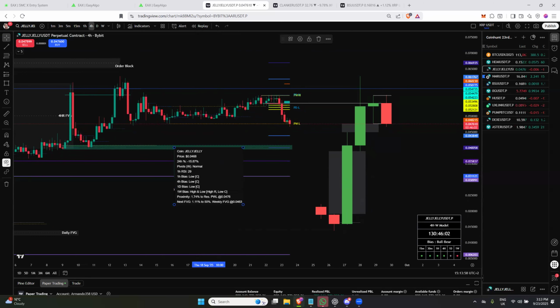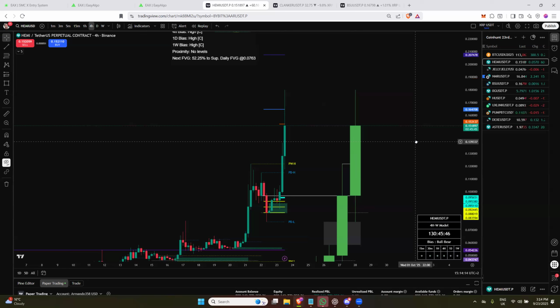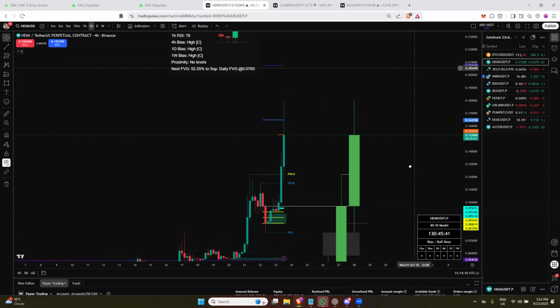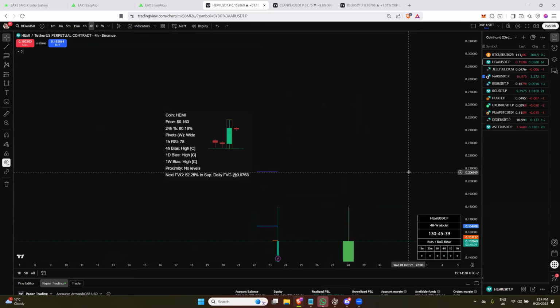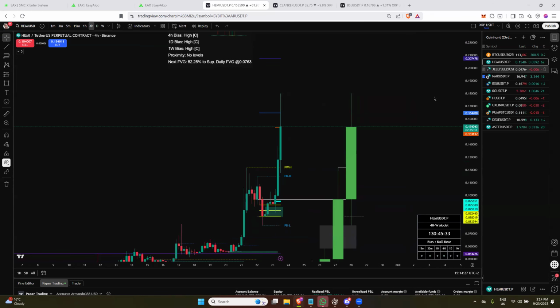Monthly resistance is at 2075 for Hemi. I moved past that one. Sorry, man, I didn't see that at the same time. 2075. Yeah, that's 2075. Yeah, there we go. Yep. Okay, cool.